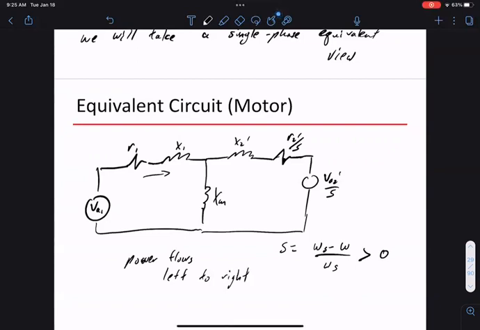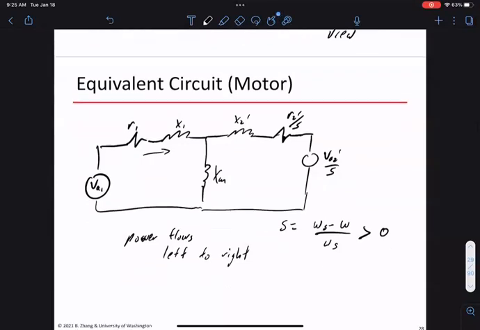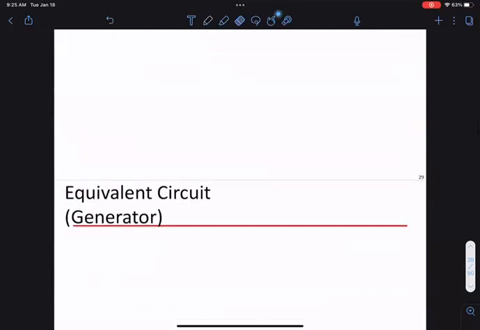The way to understand this is you're rotating slower than synchronous speed. So the outside field keeps trying to pull you up to the synchronous speed. To do that, it needs to inject some torque, give you more torque for you to spin faster. That torque comes from the power of the grid. That's why S is positive. So that's our equivalent circuit.